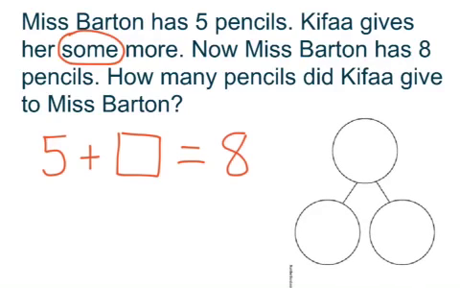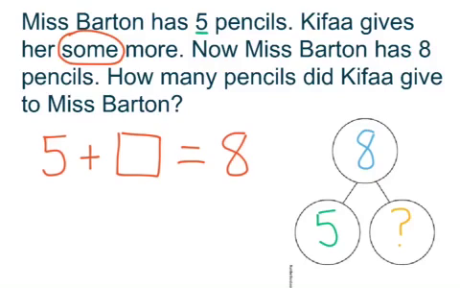Here is a number bond. The number bond is also going to help us make sure we are solving for the correct number. How many pencils does Miss Barton have in total? She has 8, so you would put 8 in the total part of the number bond. How many pencils did Miss Barton have at the beginning? Miss Barton had 5 at the beginning. How many did she get in the middle from Kifa? This is what we don't know. So we know that we're solving for a number smaller than 8.